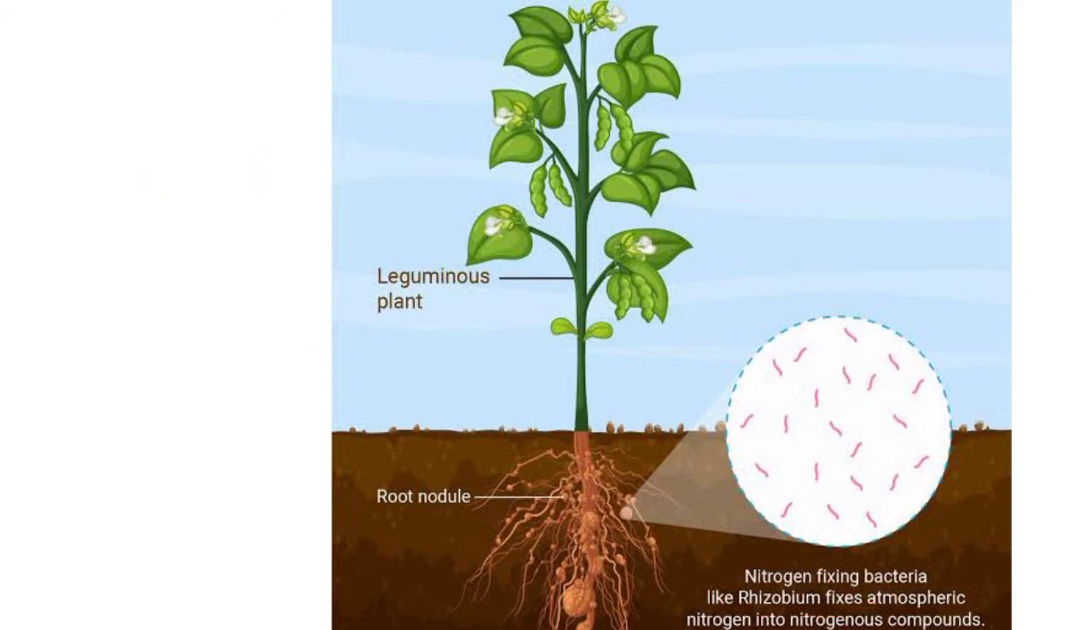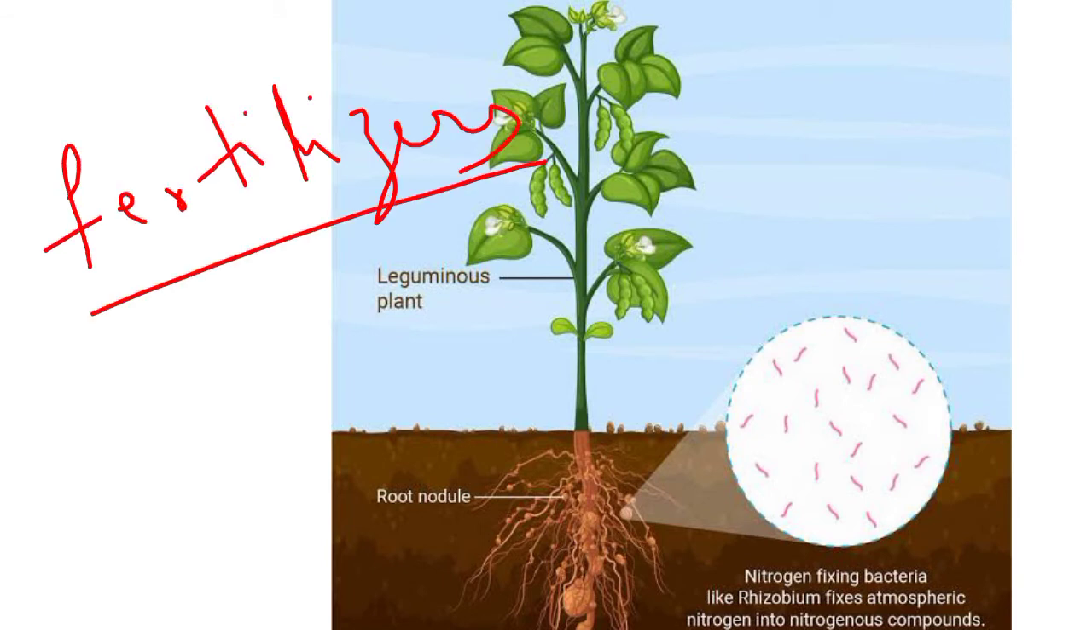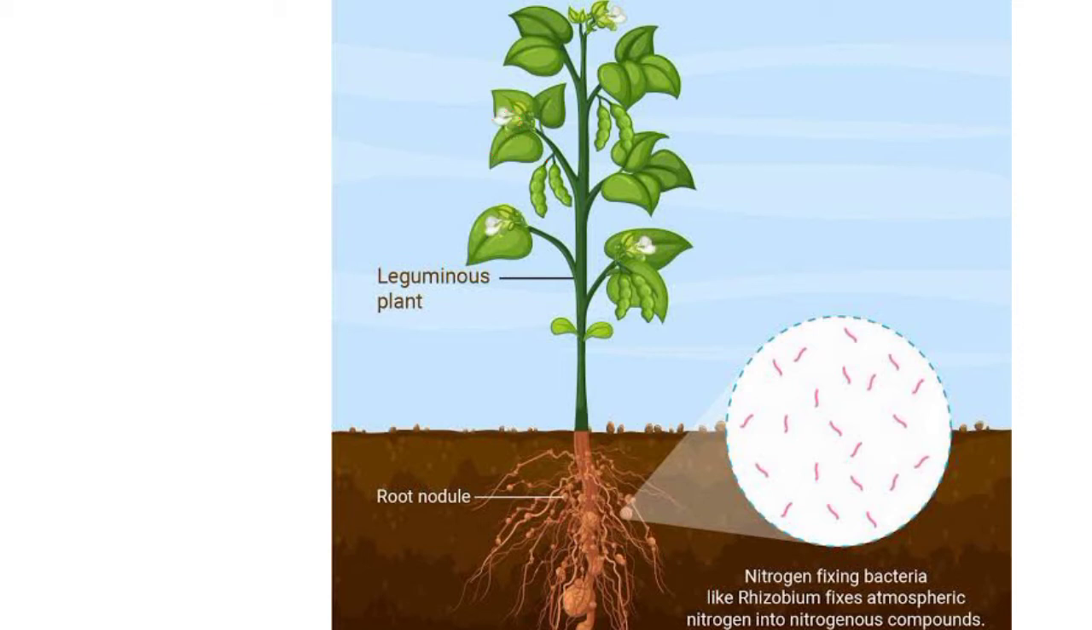See, this rhizobium bacteria is present in the root nodules of plants. So this enhances the nitrogen content in soil, which can be absorbed by plants easily. Okay, and also the fertilizers that we use for plants also contain nitrogen. So plants can absorb nitrogen through fertilizers and prepare proteins and vitamins.